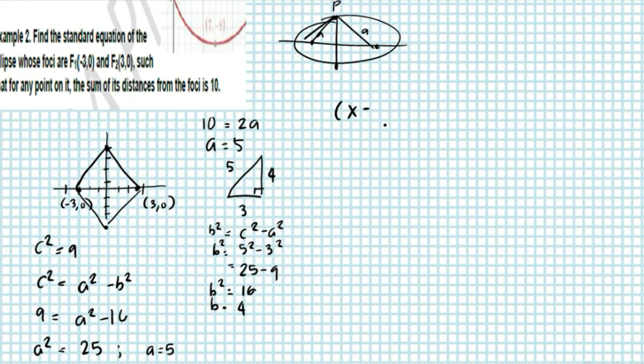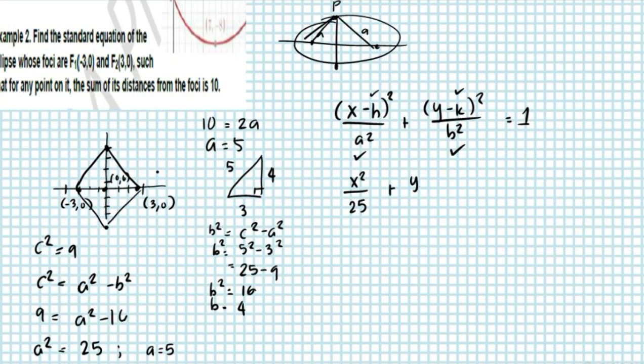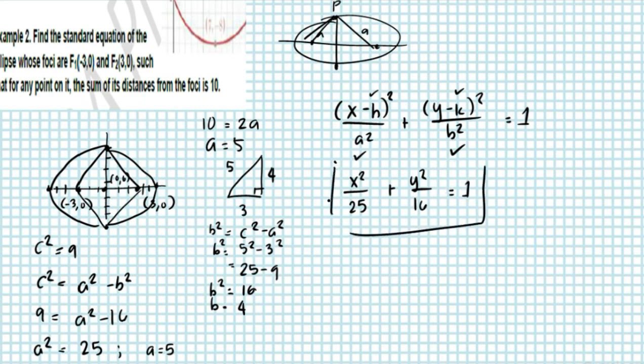So, babalikan natin ang ating standard equation, (x minus h) squared over a squared plus (y minus k) squared over b squared equal to 1. Meron na tayong a squared at b squared. So, ano yung ating h and k? Sa inspection, nakikita natin ang ating center is from the point 0, 0. You can say x squared over 25 plus y squared over 16 equals to 1. So, yun ang ating standard equation. So, ganun lang kadali mag-solve ng standard equation kapag given yung point.